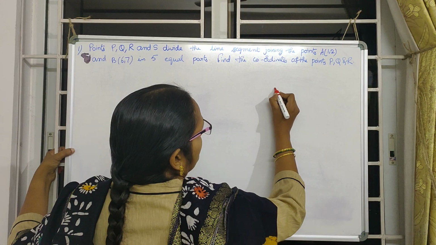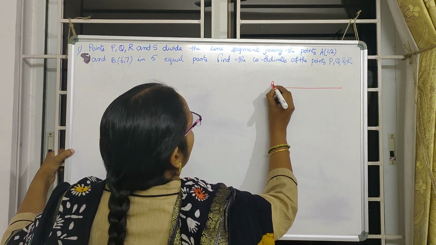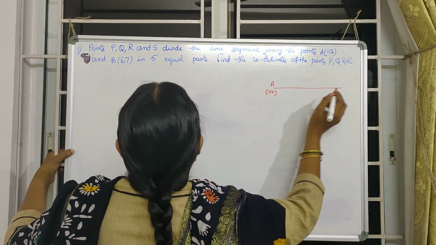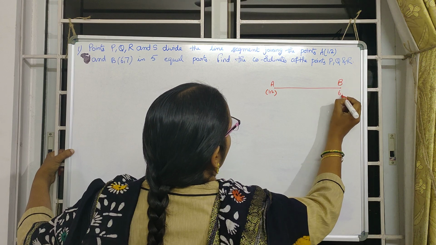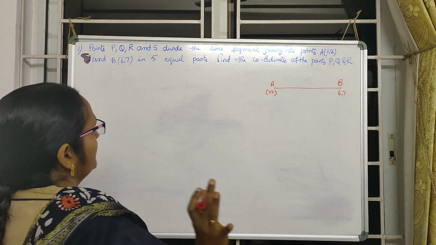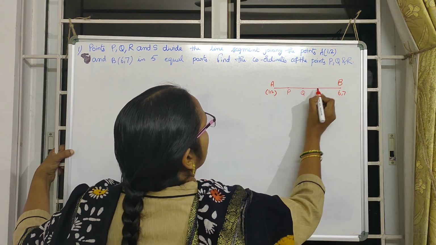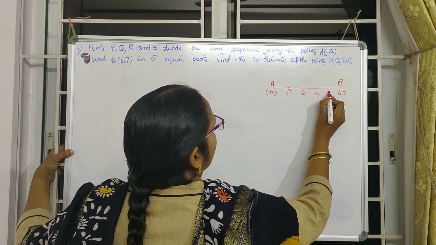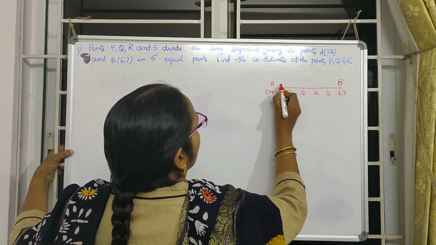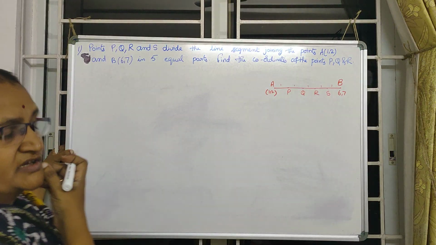Once see the diagram. Line segment. This is A(1, 2) and here B(6, 7). Points P, Q, R and S divide the line segment into 5 equal parts. So this is P, this is Q, this is R and this is S. There are 5 equal parts: first, second, third, fourth and fifth. 5 equal parts are divided.